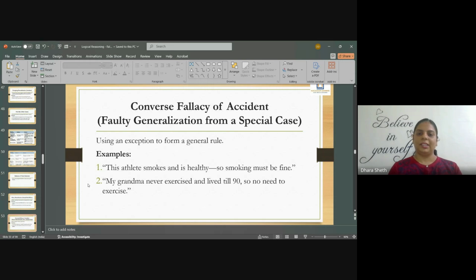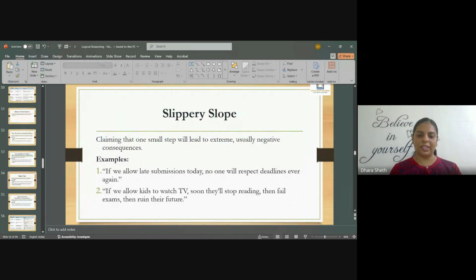Okay. Next, slippery slope. Again, one of the famous fallacies to come in options. Claiming that one small step will lead to extreme, usually negative consequences. If we allow late submissions today, no one will ever respect deadlines. May not be true actually. No one will ever respect deadlines is a very big thing to say just for allowing late submissions for 1 day.